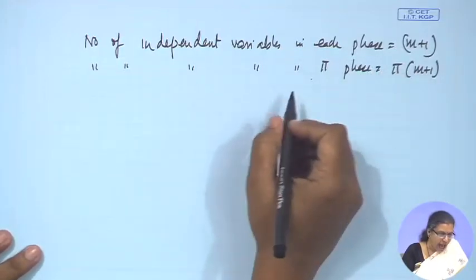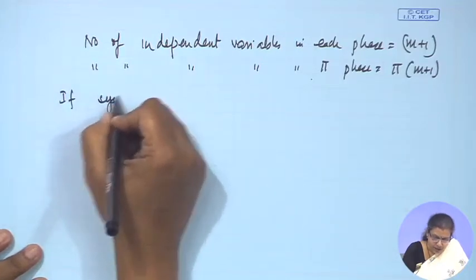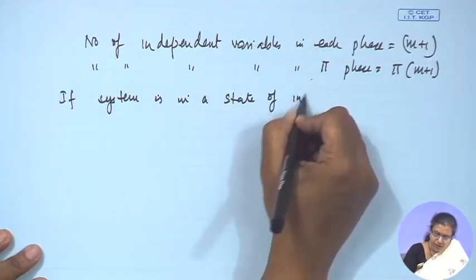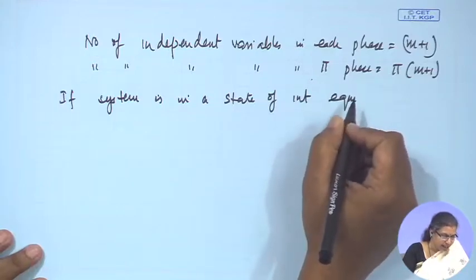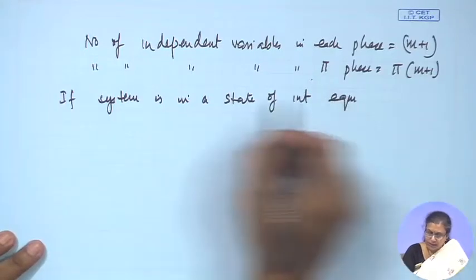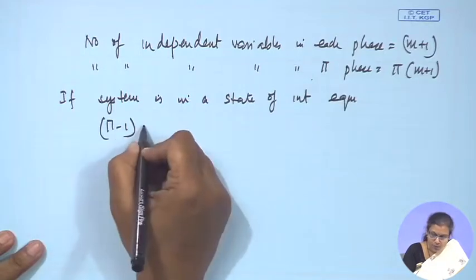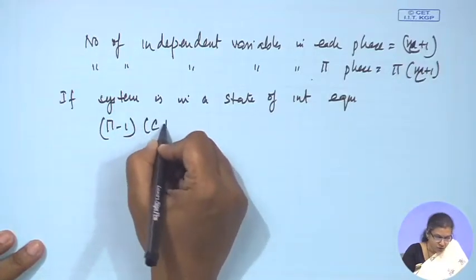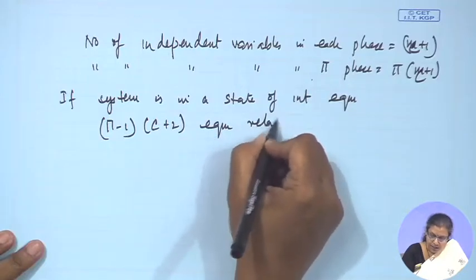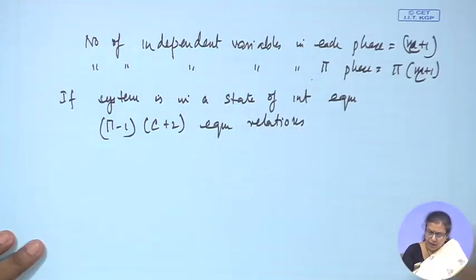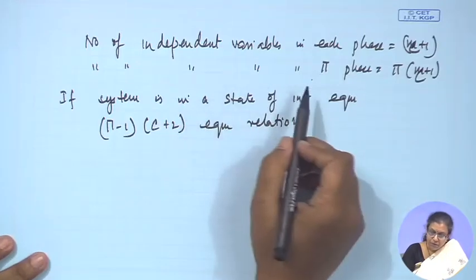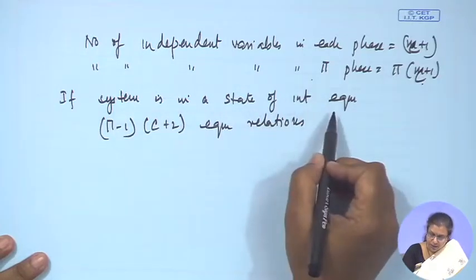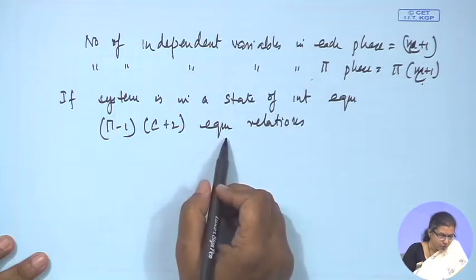And if the system is in a state of internal equilibrium, then in that case we find, as we have just now found, that there are pi minus 1, sorry, all of these are c, I am extremely sorry, there are pi minus 1 into c plus 2 equilibrium relations connecting them. This we have just now found out. So therefore, if the number of variables is pi into c plus 1, then for a state to be in a state of internal equilibrium, there are pi minus 1 into c plus 2 equilibrium relations.